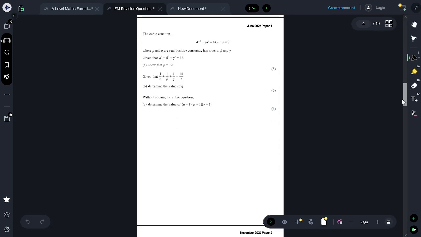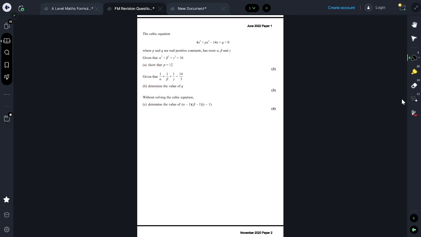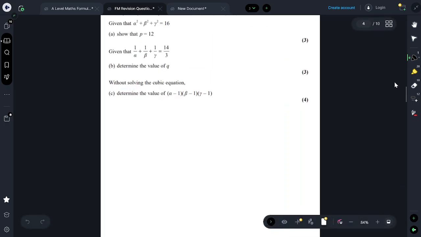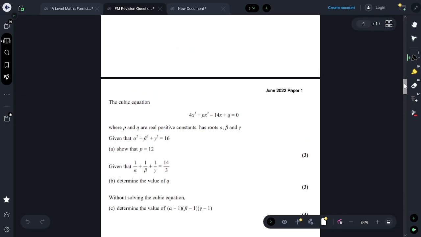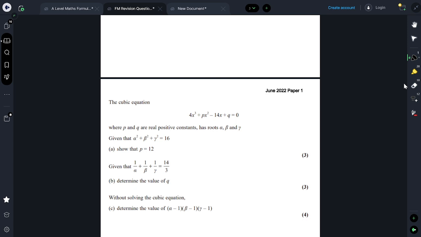Okay, we've got roots of polynomials. So we're given a cubic equation, 4x cubed plus px squared minus 14x plus q is 0. Let me zoom in actually. And we're given some information about the roots. So it's the roots of polynomials. We need to show that p is 12.